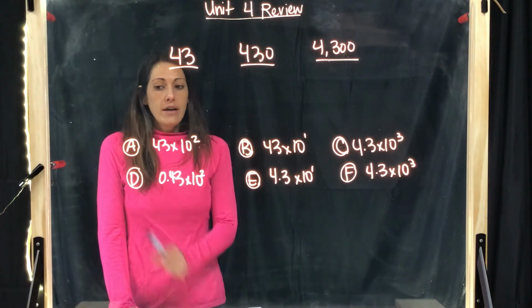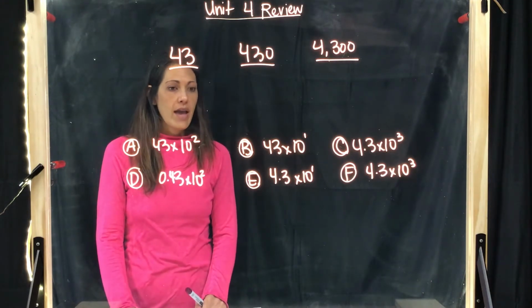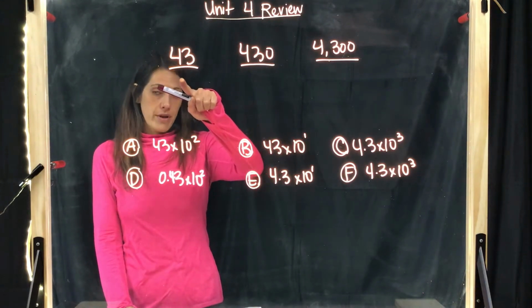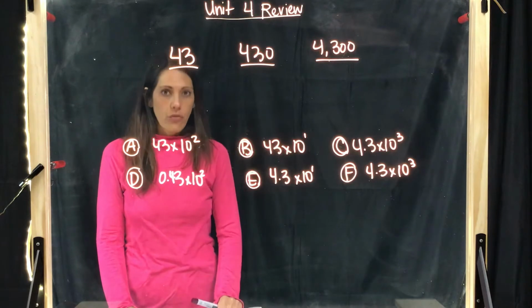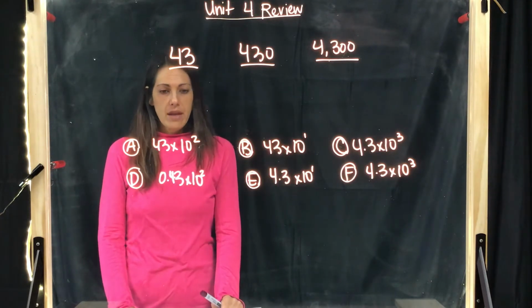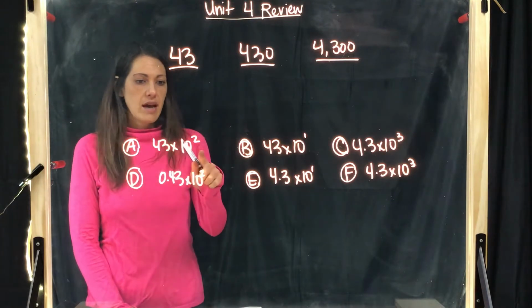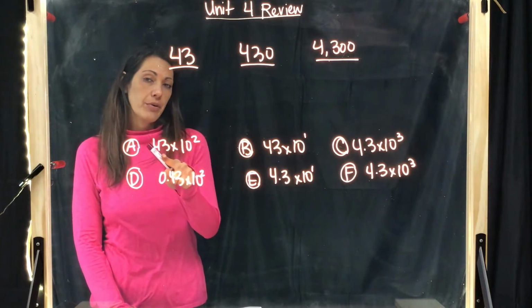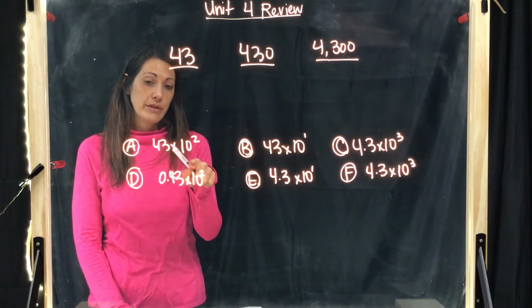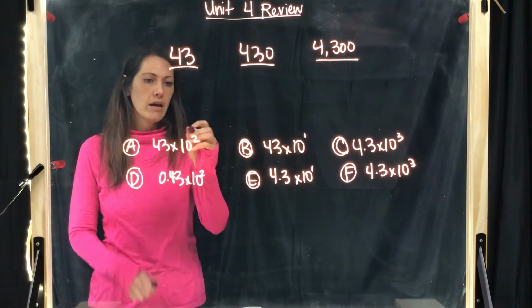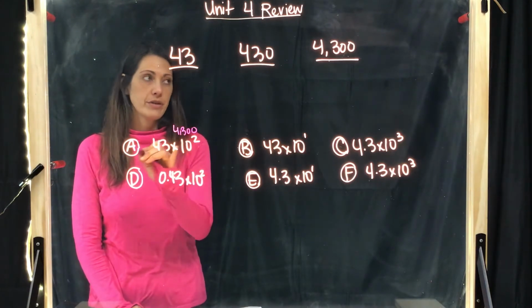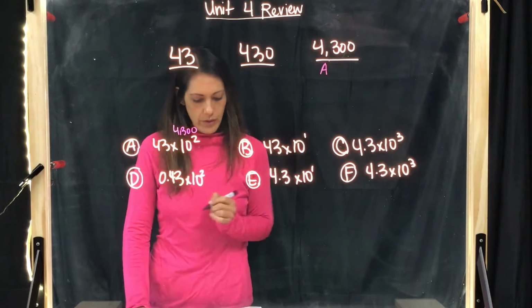We have A through F, and we have to solve them and put them in the category of either equal to 43, 430, or 4,300. And we have exponents here. Now an exponent tells us pretty much how many zeros we're going to put on that number. So this has a 2, so I'm going to write 43 with 2 zeros. 43 with 2 zeros will be 4,300. Okay, I just added 2 zeros. So A will go here.